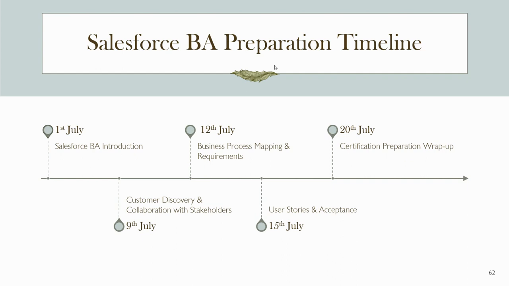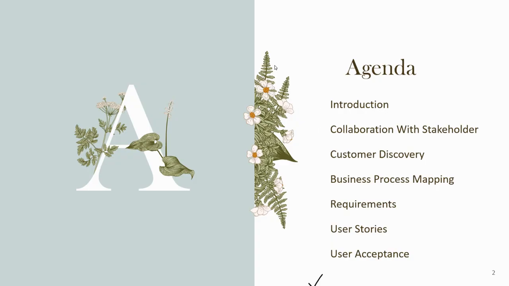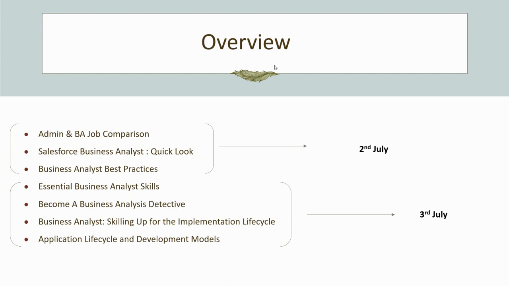We have covered till now the customer discovery and the collaboration part. Now we will be moving forward with BPM, the business process mapping, and the requirements. Later we will be covering the user stories and acceptance. Let me quickly roll through what we have covered. During the introduction, we covered the comparison between two roles, the admin and the business analyst. Those two are functional roles, but working in different departments altogether.